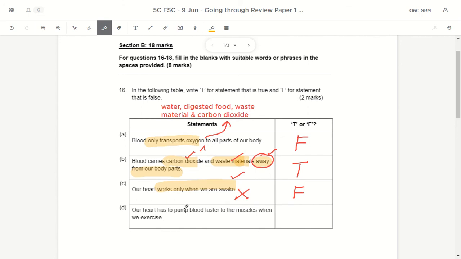And last one, our heart has to pump blood faster to the muscles when we exercise. Correct. Remember we did an experiment when we exercise, our heart rate goes up, increases. So when we exercise, our heart needs to pump blood faster. Correct. True. So it's false, true, false, true. Okay, so with that, let's go on to question 17.